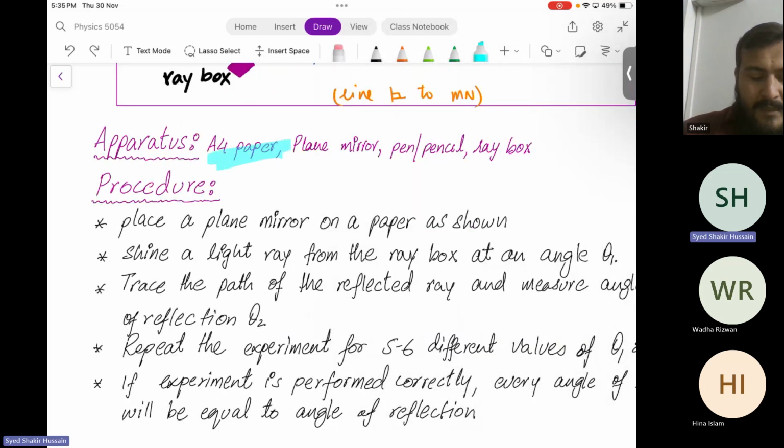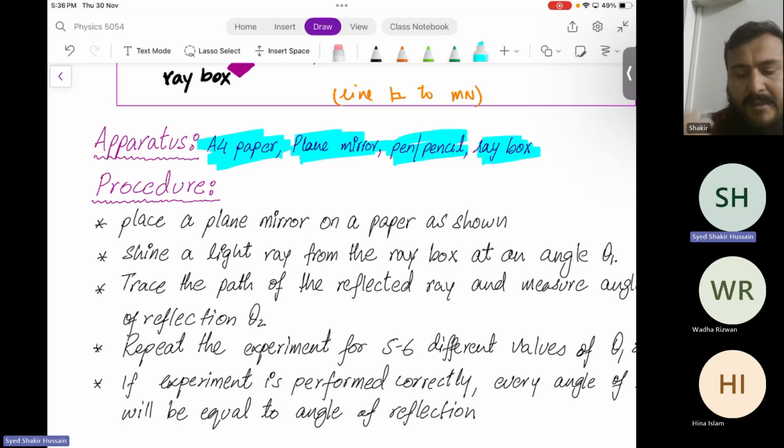You need an A4 size paper. You need a plain mirror. You need a pen or pencil, and you need a ray box. Ray box is basically a light source, right? And we are using a ray box, not a torch, because torch has its light spread out. We will not be able to get a single line. So in order to have a single line of light, we use a ray box, or we use a laser.